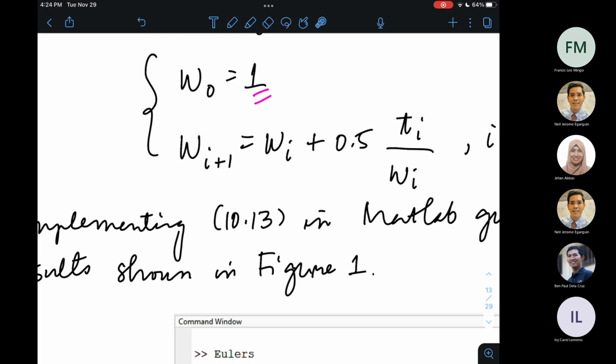Kasi nadadamay si w sub I plus 1 dun sa error na nanggaling kay w sub I. Pero si w sub I, kinompute mo yan gamit yung estimate na w sub I minus 1, which is already tainted by some errors. So essentially, merong mga fractions ng errors mula dun sa previous steps in the solution ang nasasama doon sa error kay w sub I plus 1. So that means that's why we call it the global discretization error, kasi accumulation na siya ng mga errors from the previous time steps until now.